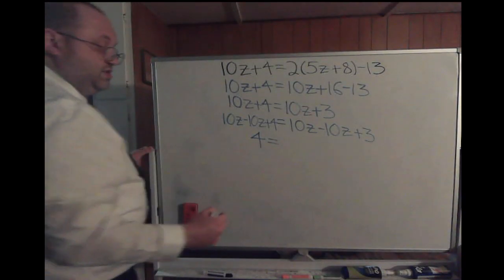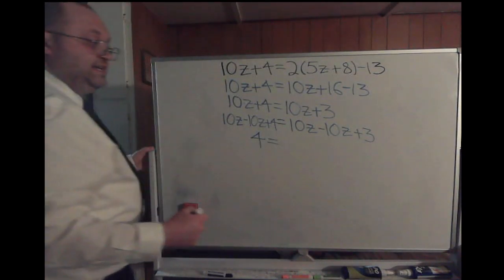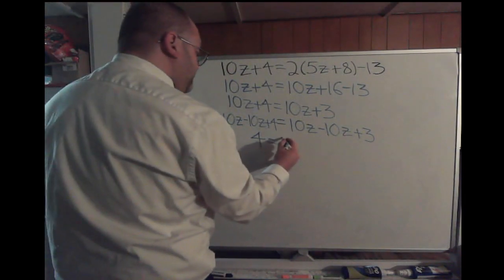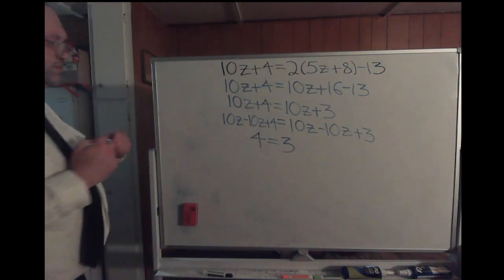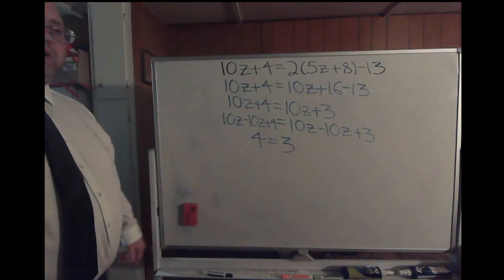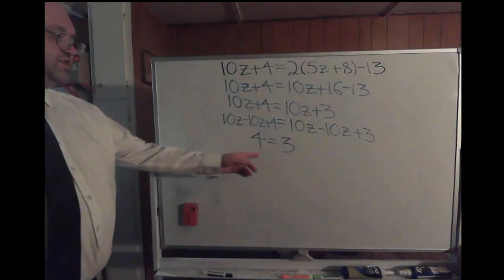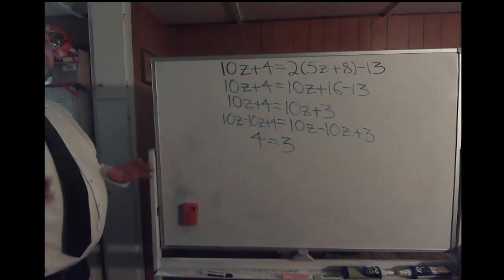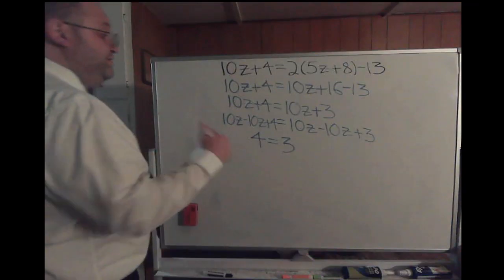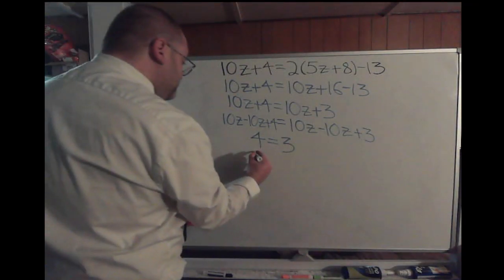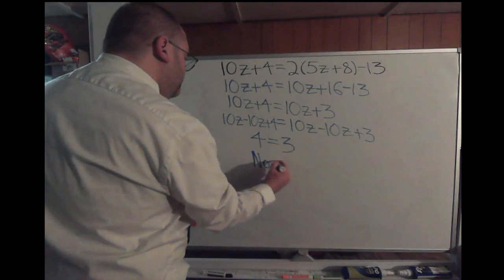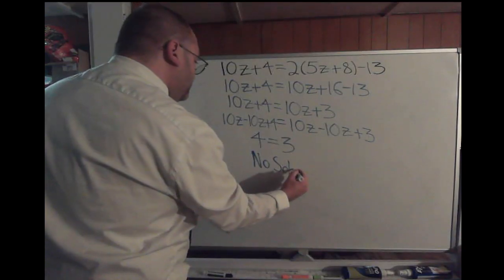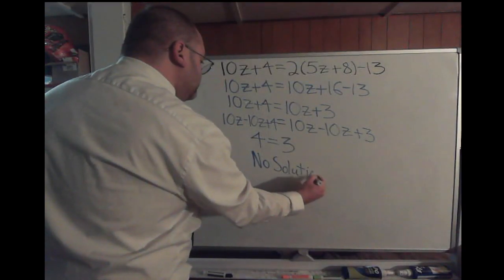You'll set that equal to the right side. 10z minus 10z is 0. You just got 3. Well, you got 4 equals 3. We know that's a false statement. 4 certainly does not equal 3. If you just come up with a false statement for your answer, that means you got no solution. There's no solution to this.